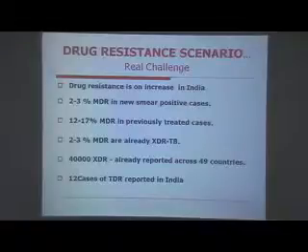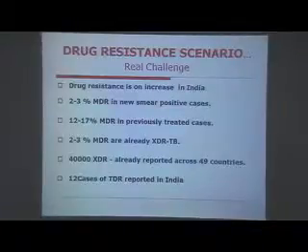The real challenge is the problem of drug resistance. Look at the drug resistance scenario. Drug resistance is increasing in India. 2.3% of new smear positive patients have MDR. That is, of every newly diagnosed smear positive patient, already 2 to 3% of them are MDR, multi-drug resistant. And 12 to 17% of previously treated patients have MDR.